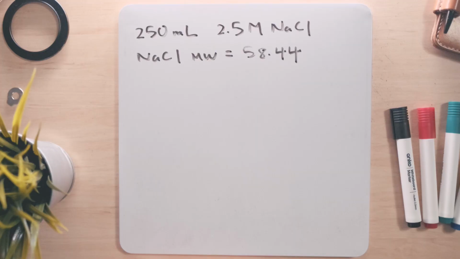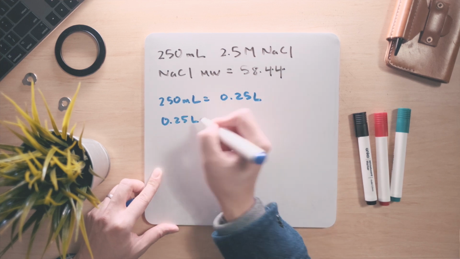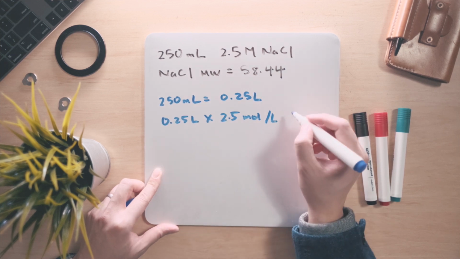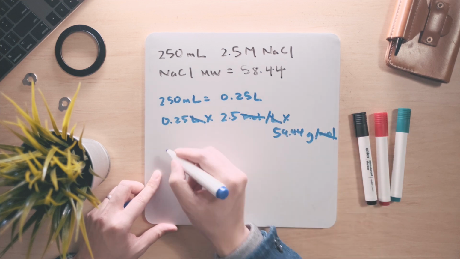Let's work through the first example. You are asked to make 250 milliliters of 2.5 molar sodium chloride, and the molecular weight of sodium chloride is 58.44. You can rewrite this as 0.25 liters times 2.5 moles per liter times 58.44 grams per mole. The liter and mole cancel each other out and you're left with 36.525 grams.